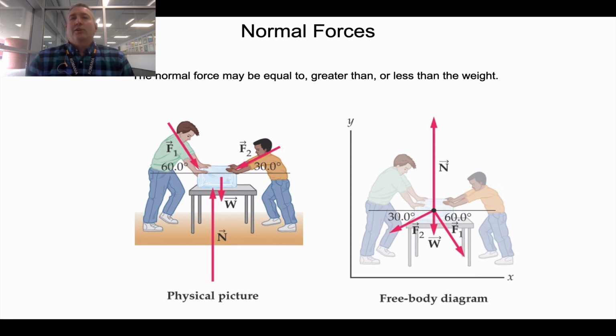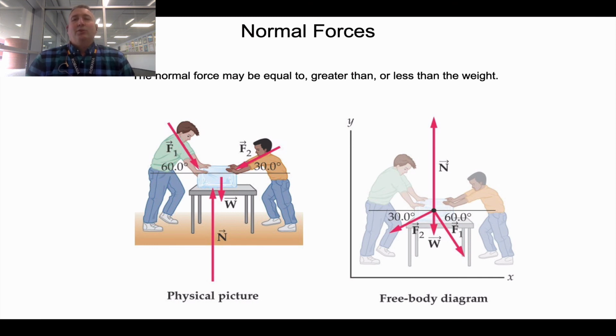So the normal force from this table with these two people pushing the ice block is greater than the weight of the ice block because they both have a component of force that is vertical from their push downward, either 60 degrees or 30 degrees. And so they are adding to the amount of force that the table has to hold up. And so the normal force is the sum of the vertical components of force.